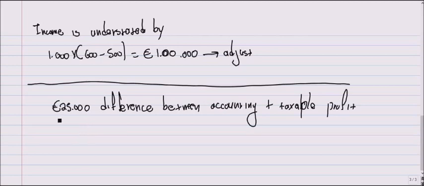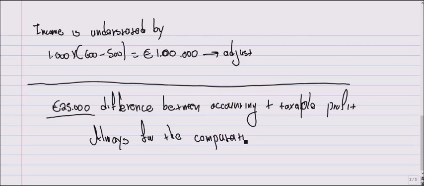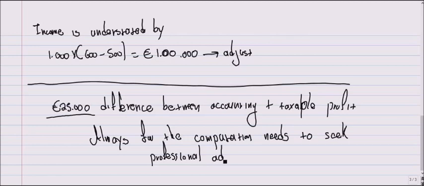So anyone can make this simple mistake and pay, in our scenario, 25,000 more tax. So always, for the computation of the tax, you need to seek professional advice.